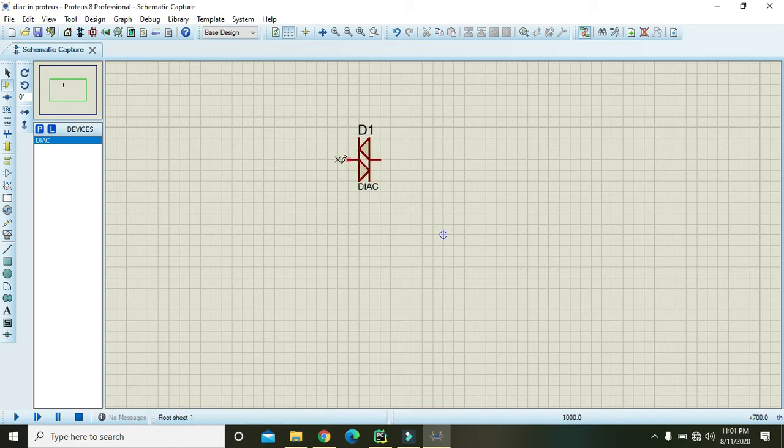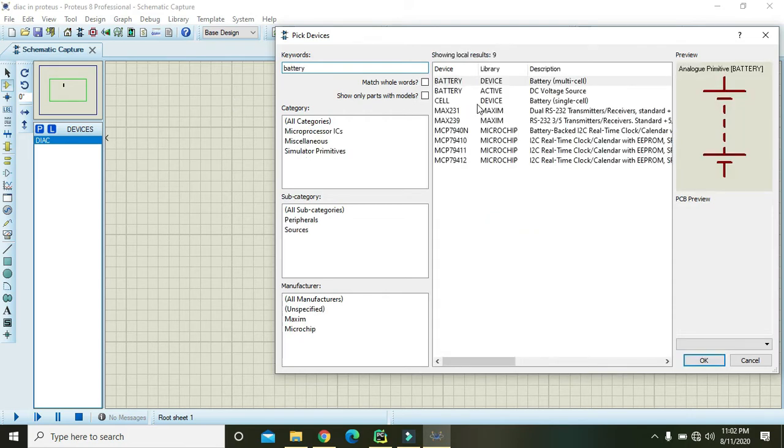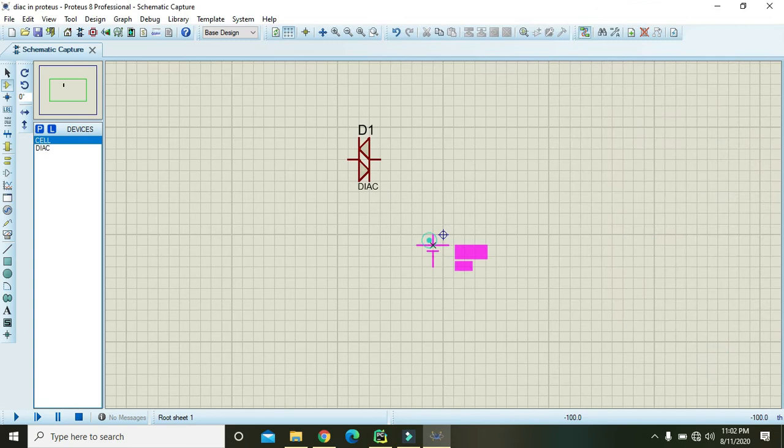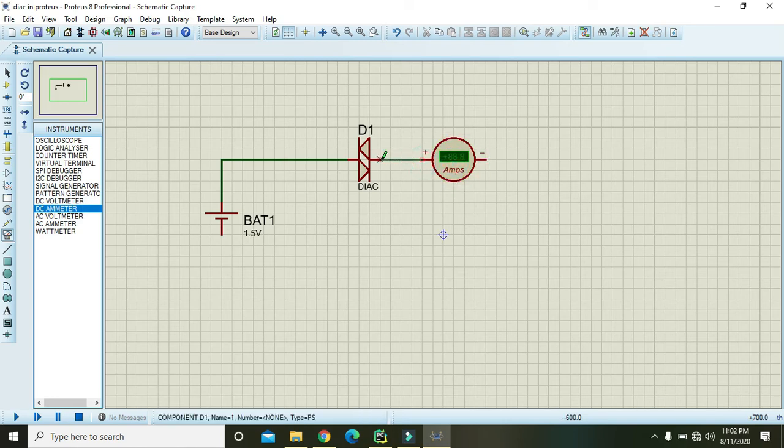When any sort of voltage is applied, like if we just take a battery, that is a single cell, and apply it here. Okay, then take one DC ammeter and connect it with the battery. So actually what will happen?